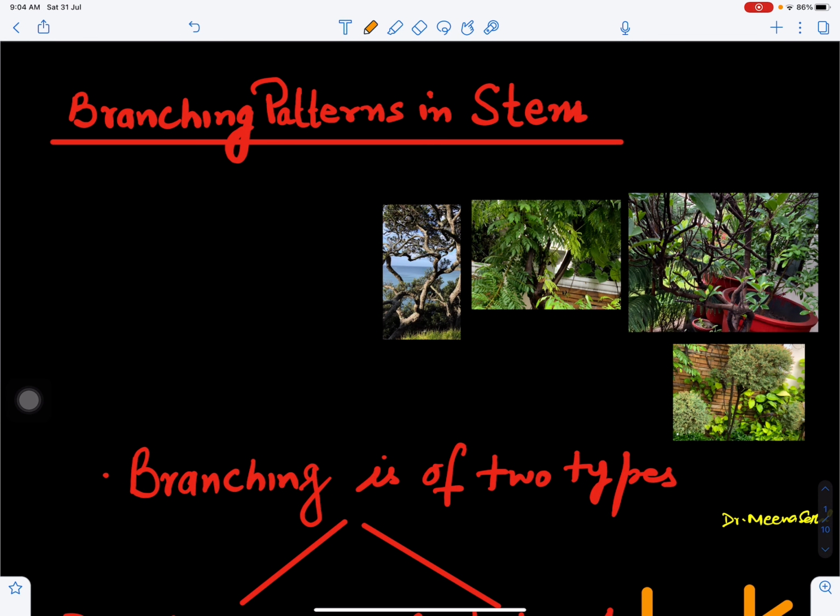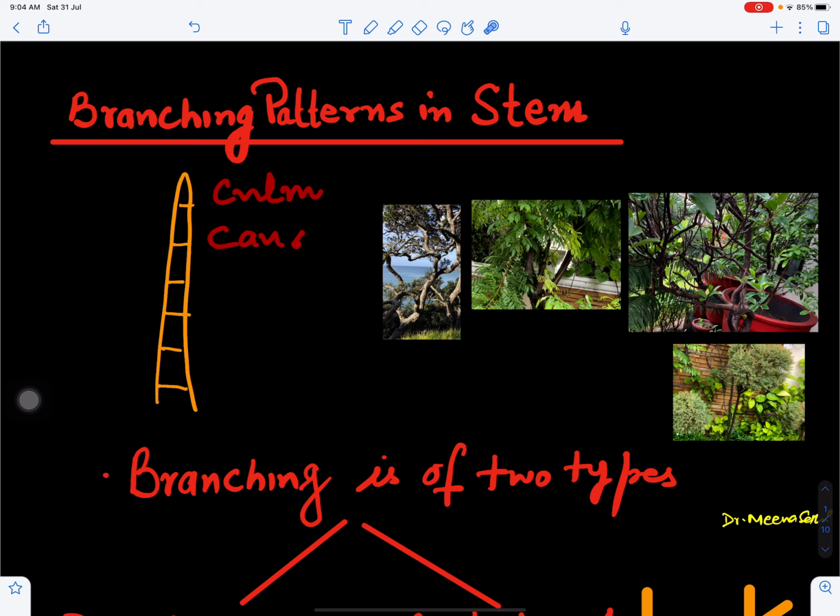In this video, we will discuss branching patterns in stems. Stem may be unbranched. Stem is the upper ground part of the plant, the shoot system. Now this may be unbranched, divided into nodes and internodes. Sometimes this may be unbranched. This is called culm or caudex. This is found in the case of bamboos.